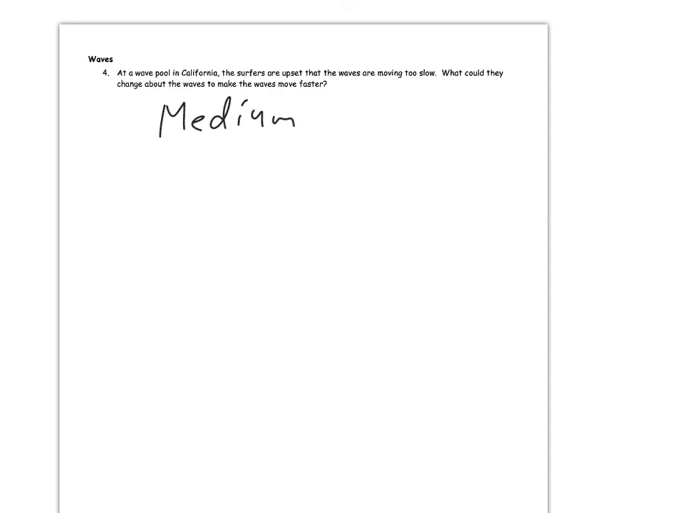So there's lots of possible options. We could change the depth of the water, we could change the temperature of the water, but you have to change something about the medium, which in this case is the water that the waves are traveling through.